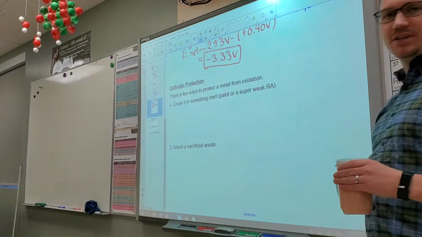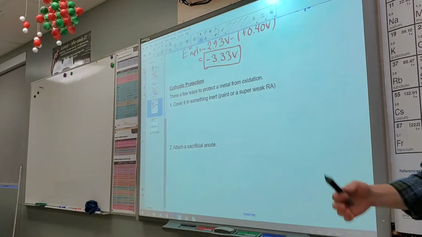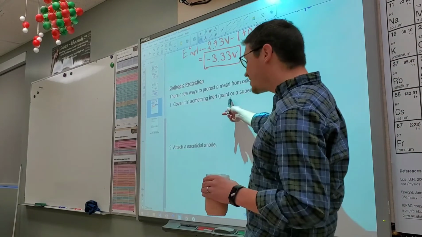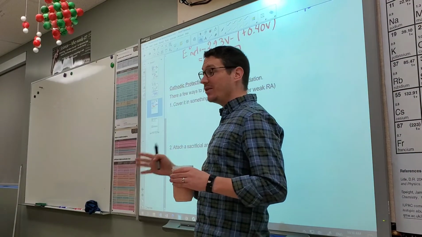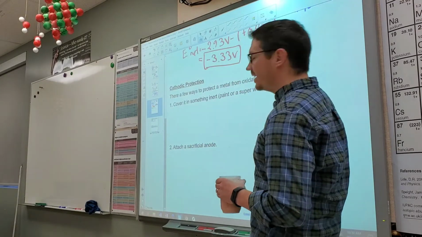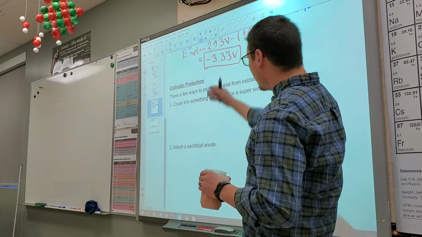Cathodic protection, real quick. There's 2 ways to protect a metallic material from oxidizing. The first and honestly the primary way, the easiest way, is to cover it in something inert.